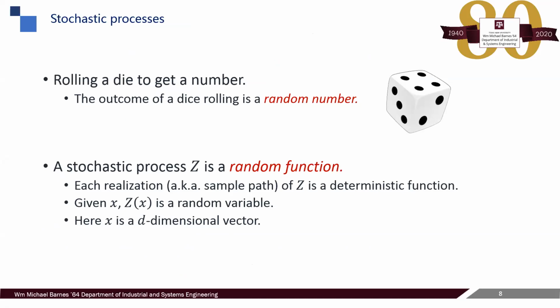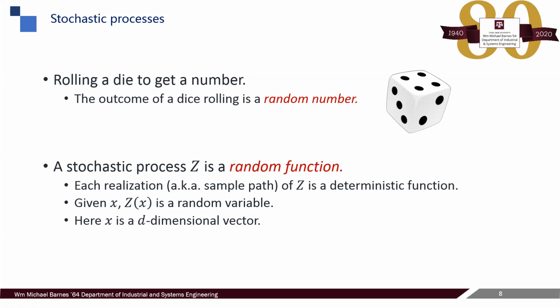Okay, so we consider a simple case. What is a random variable? I just use a very simple case. If you roll a die to get a number, we know that the outcome or the observation you get from that die is a random number or random variable, right? So that's a basic idea. And if we change this random number to a random function, we can get a stochastic process.